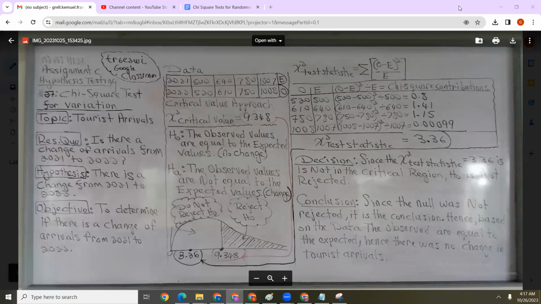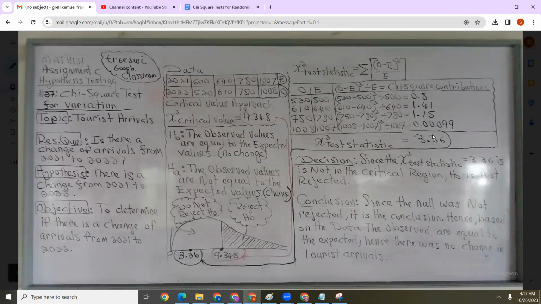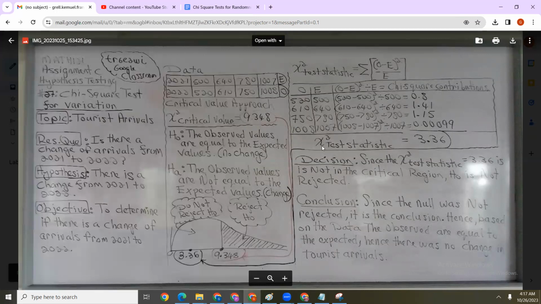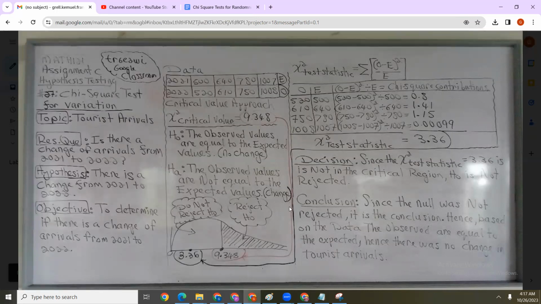Now we've calculated the chi-square test statistic, which is like the referee. Now it has to go and make a decision. It has to go and speak. It has to say either to reject the null or not. Now it depends on where it lands. 0 and 9.348 are already on the number line.